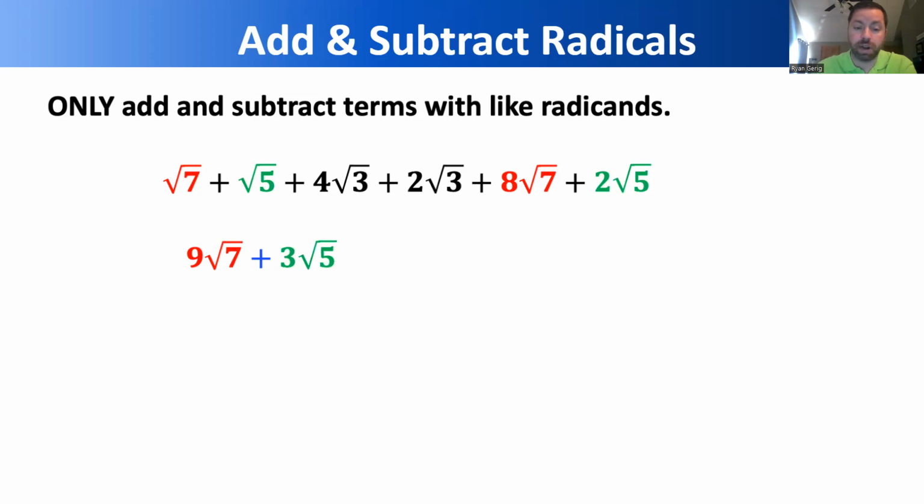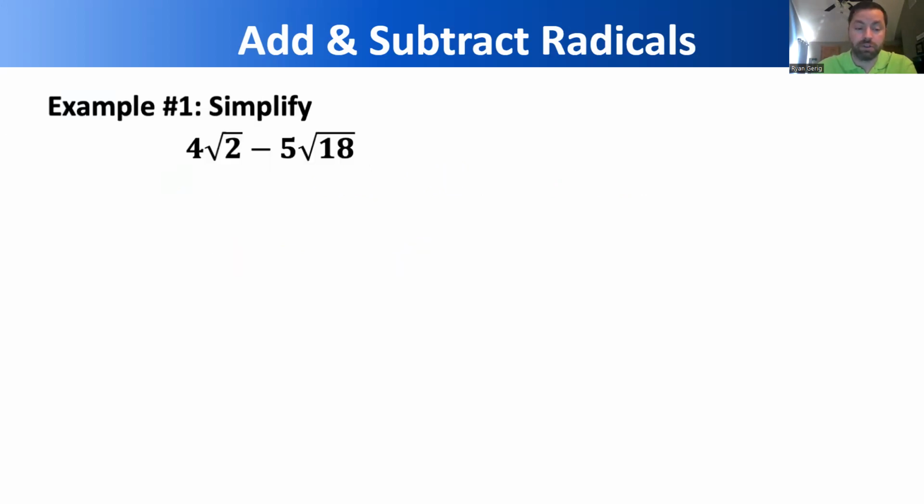Move on to the next one, radical 3's. 4 radical 3 plus 2 radical 3 makes 6 radical 3. I can't add those together any further. I'm done. Try this one. You might say, well, can't do anything. A lot of people do. Don't do that. You got to make sure you simplify everything that you can.